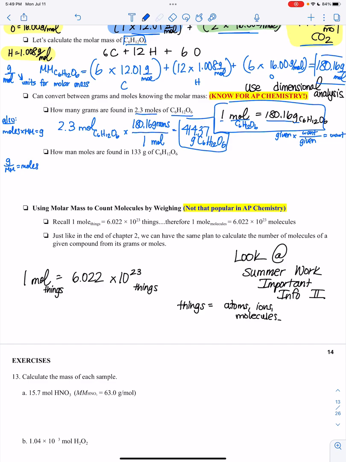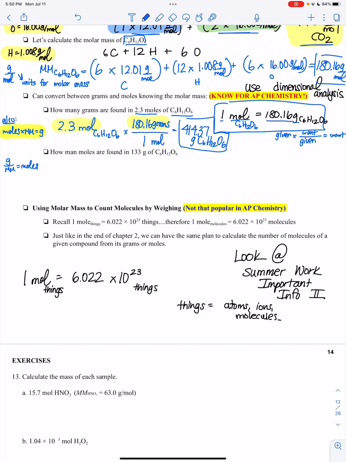There's also a trick. If you are not a fan of the dimensional analysis, as I've shown here, this is an equation that you could rearrange and could be given to you on the AP exam. If I take my moles and I multiply it by my molar mass, I'll get grams. Literally right here, look, 2.3 times 180.16, that's moles, times molar mass, I get my grams. I can also do the opposite.